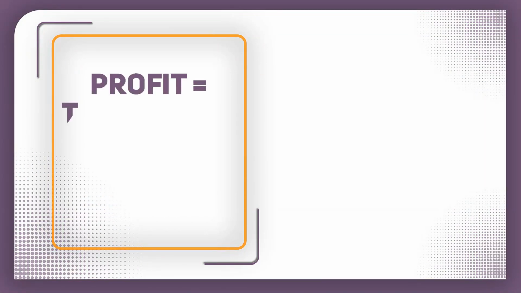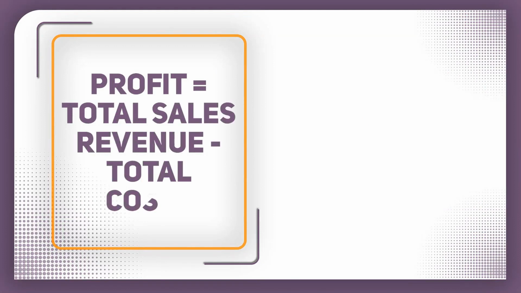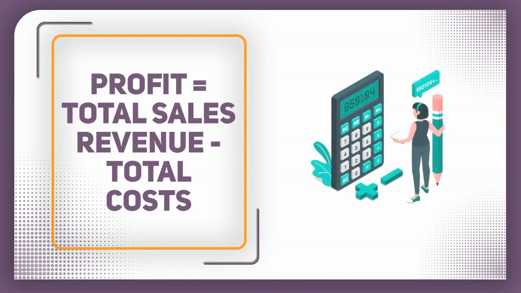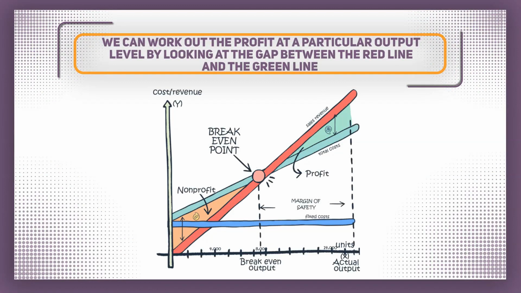We know that profit equals total sales revenue, take away total costs. And conveniently, these are the two lines that we have plotted. So we can work out the profit at a particular output level by looking at the gap between the red line, the total revenue line, and the green line, the total costs line. And this profit figure, as you can see, is now highlighted on the chart.